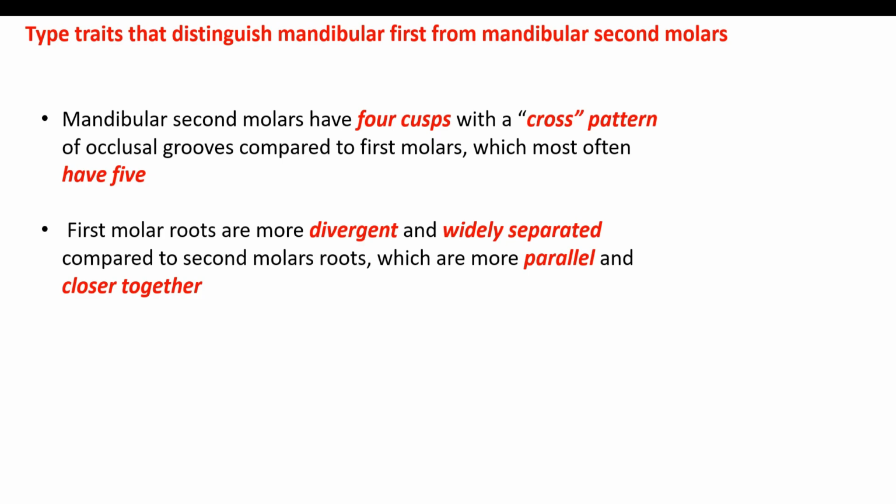Type traits to differentiate mandibular first from the second. In mandibular first there are how many cusps? 5 cusps, correct? Whereas in mandibular second molar there are 4 cusps. Okay, and the occlusal pattern in a mandibular second molar is the cross pattern. And the first molar roots are divergent and widely separated, whereas in case of second molar they are situated quite close together and they are parallel or not very divergent from each other. These are the two differences. So one is in relation to the number of the cusps and the occlusal pattern, and the second one is the root, how they are divergent and separated.